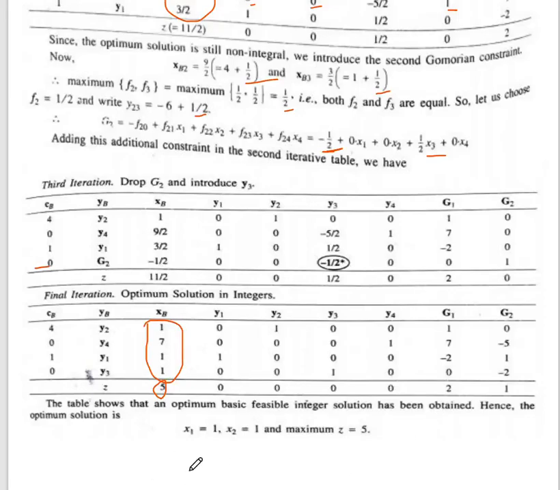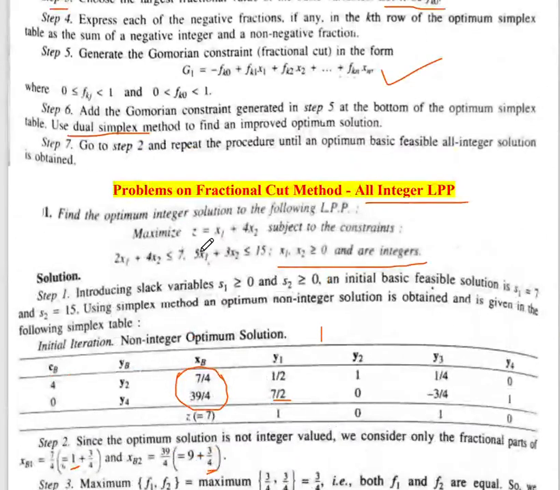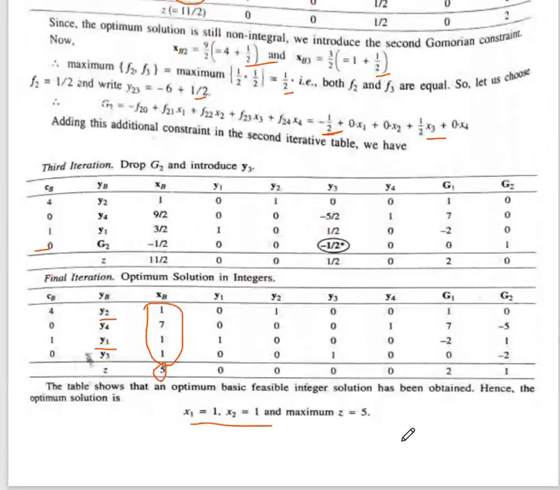Here we find x1, which is y1, that is 1, and x2, which is y2, that is 1. So x1 is 1, x2 is 1, and the maximum value of z is 5. Put x1 and x2 in the given objective function and you will get the final answer, which is 5. So this is the first example on the all integer programming problem.